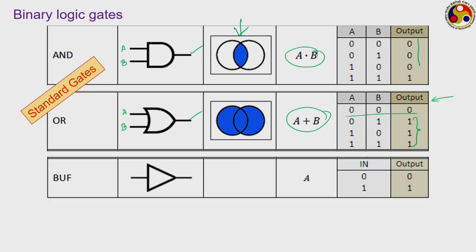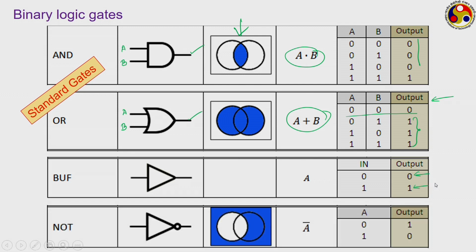Then we can have single input gates. This is the buffer, sometimes also called the hex. It is just whatever comes in goes through. Means if the input is switched off, it is switched off. If the input is switched on, it will remain switched on. The opposite of that is the NOT gate, sometimes called the inverter.